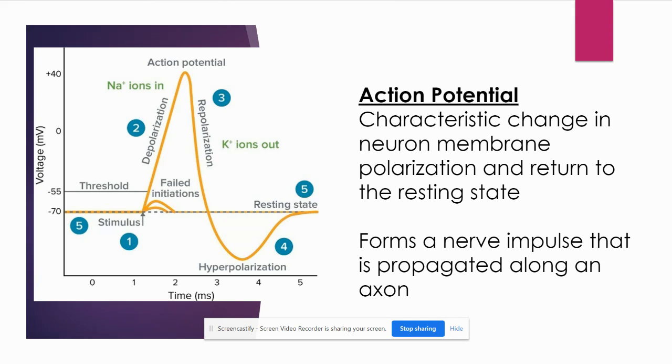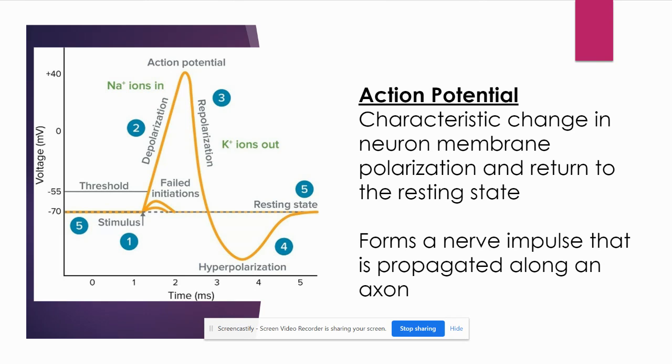It's something that has to cross a threshold. So if you look at the graph again, threshold is at negative 55 millivolts. Once the stimulus is reached and we start changing the voltage, once it hits negative 55, it continues on with the action potential. It is an all or nothing effect.